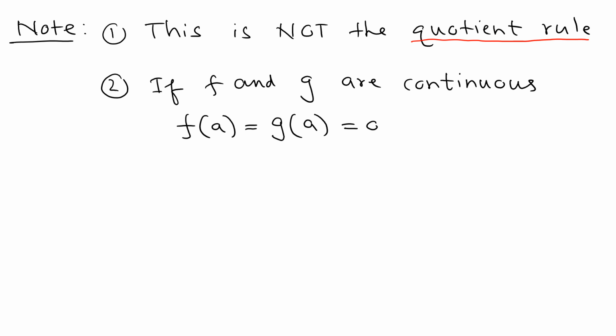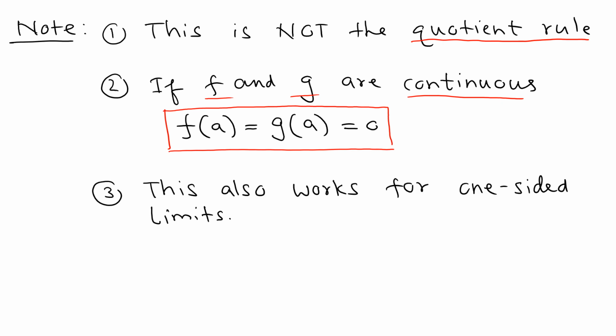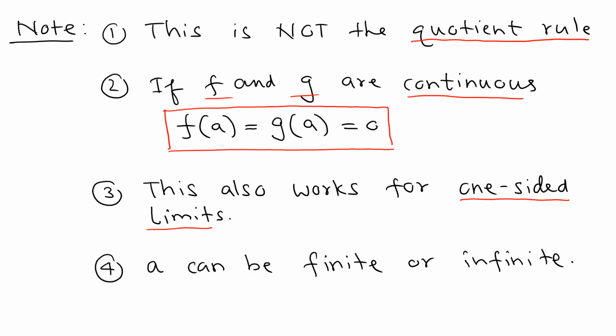if f and g are continuous, we can look at the condition differently. We simply check whether f(a) and g(a) are 0, instead of the limit. So if the functions are continuous, we can just do that. Number three, this also works for one-sided limits. If you have one-sided limits, you can still apply the same rule. The last one: a can be finite or infinite.